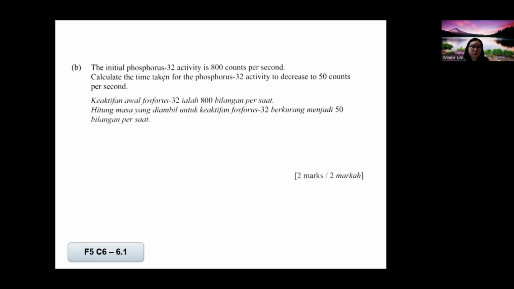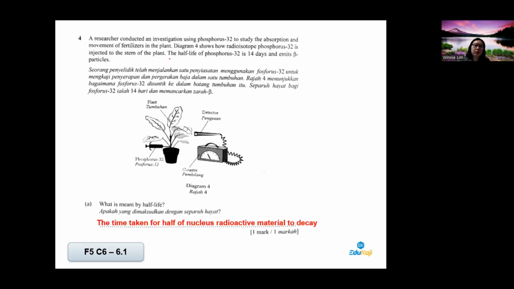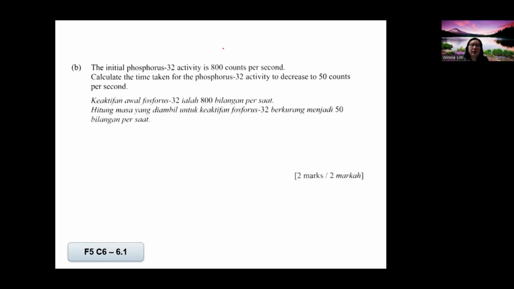For part B, the initial activity is 800 counts per second. Calculate the time taken for the phosphorus activity to decrease to 50 counts per second. They already tell you the half-life is 14 days, and we will use this information. So I write aside first: T half is 14 days. But you need to know how many half-lives have been undergone by this activity until it reaches 50.